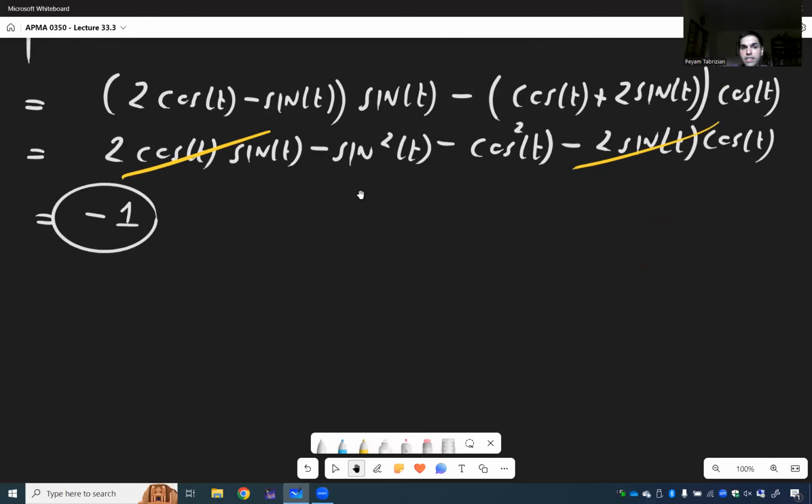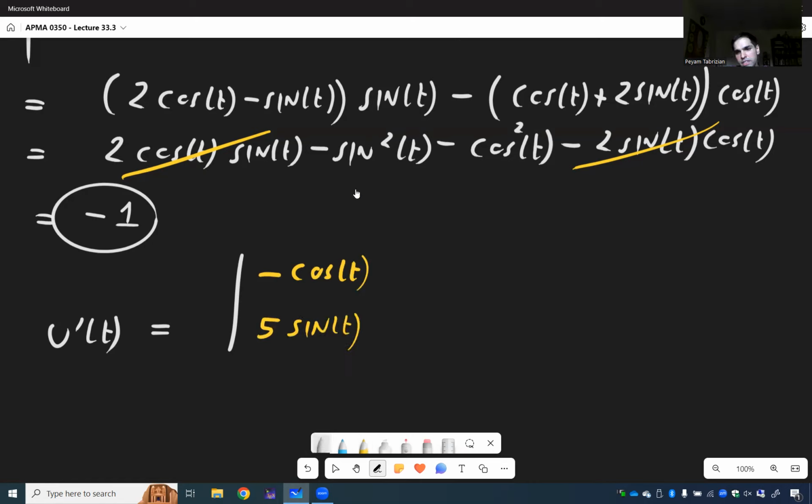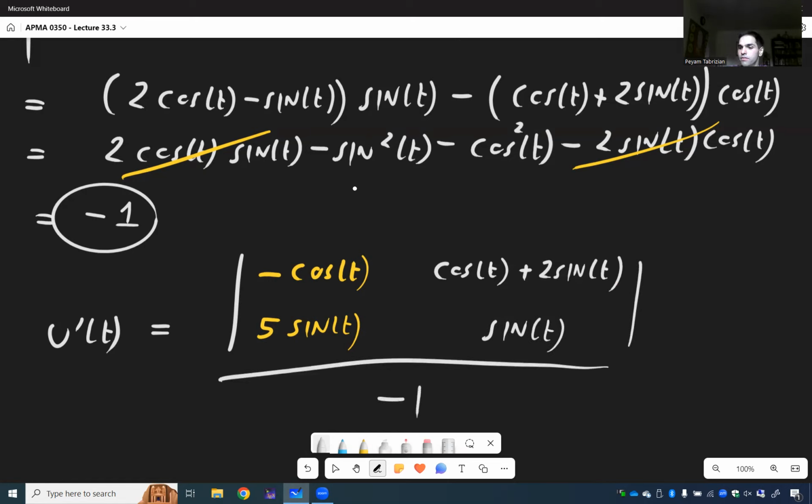Okay, and now let's do u prime. So I only do u prime and then I tell you the result for v prime. So for u prime, you replace the first column by the inhomogeneous term, so minus cosine t, 5 sine of t, and then cosine t, plus 2 sine t, and then sine t, over minus 1.